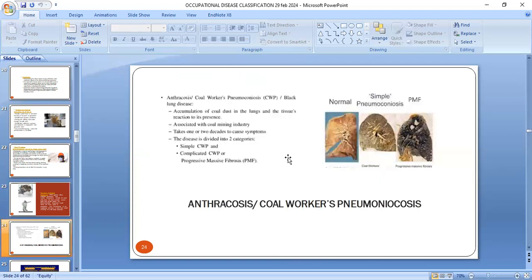Now coming toward anthracosis, which is also called coal worker pneumoconiosis, caused by inhaling coal dust. It is caused by the accumulation of coal dust in the lungs and the tissue reaction to its presence. It is associated with the coal mining industry. It takes one or two decades to cause symptoms. The disease is divided into two categories: simple coal worker pneumoconiosis and complicated coal worker pneumoconiosis, also called progressive massive fibrosis.